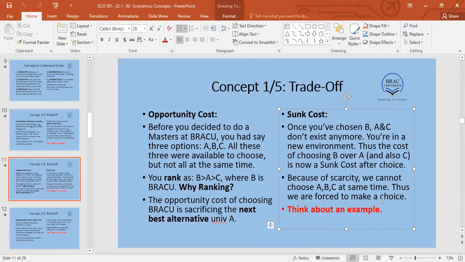B over A or B over C, whatever, is now a sunk cost and it's gone. Okay? Since we committed to doing a masters at BRAC after two semesters, are those alternatives still in front of us? No, sir, there is no way to turn back. We can't turn back. That's why we don't look at things that have a zero opportunity cost.